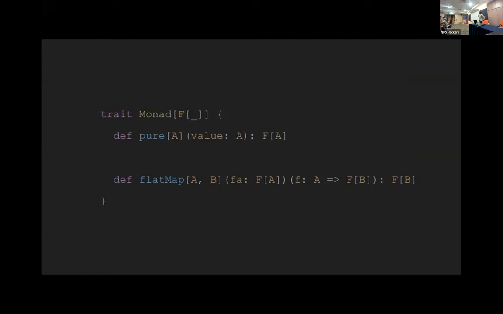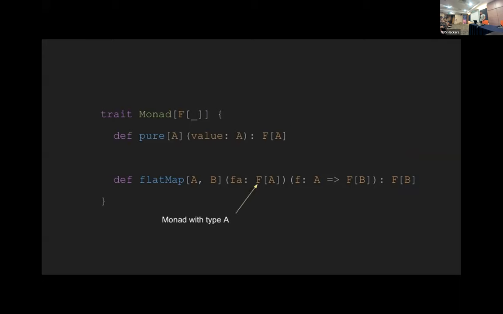It's a trait. Before that, let me quickly explain what a trait is. A trait is actually an interface in Java, for those who are not familiar. And this F square bracket underscore just says it's a generic container type. A generic container type could be like Option or List; those are monads. The first method a monad trait needs to have is pure. In Haskell, it's return. Basically, you just take the value and bring it into the monad.